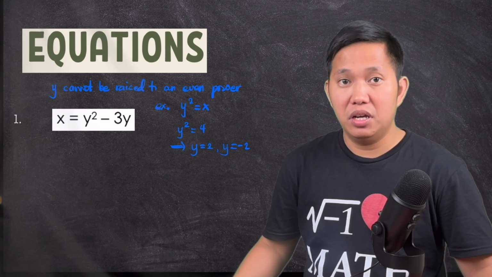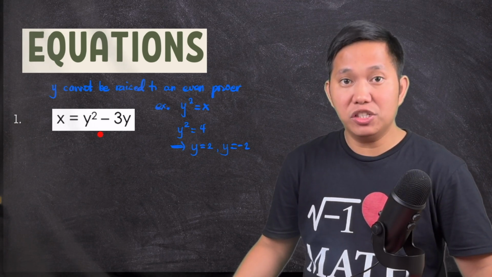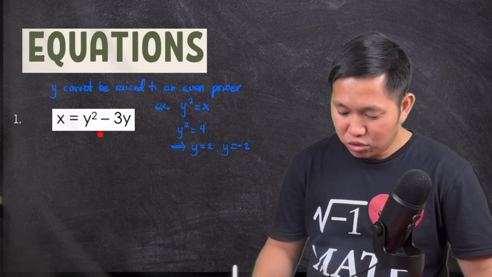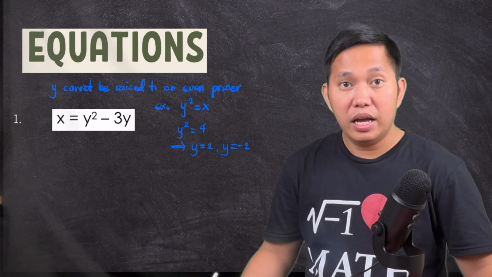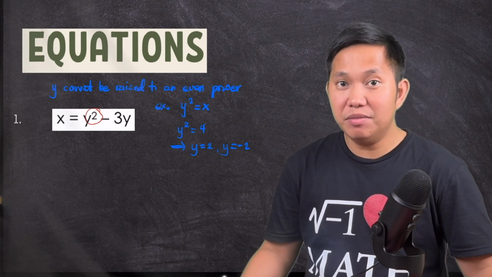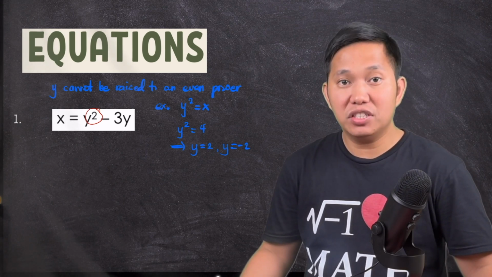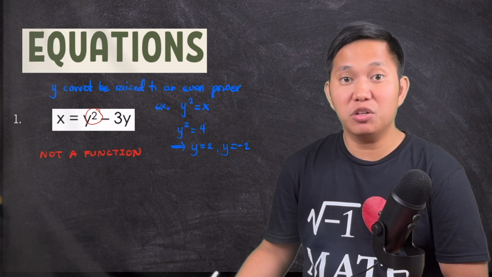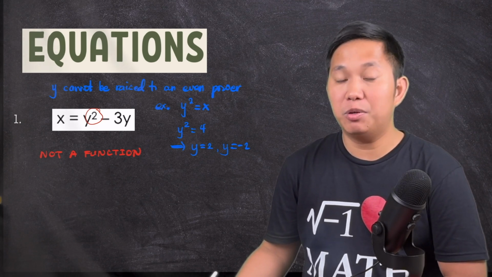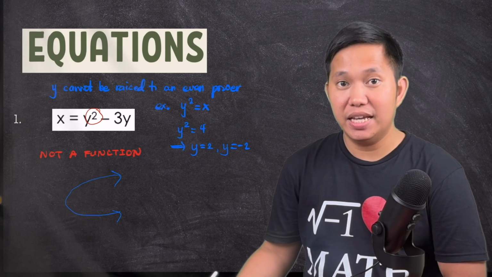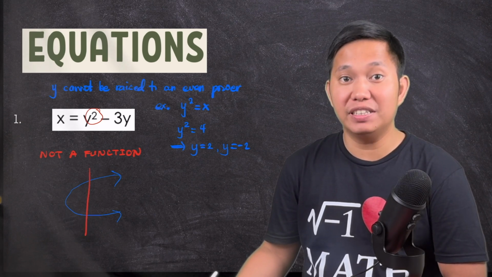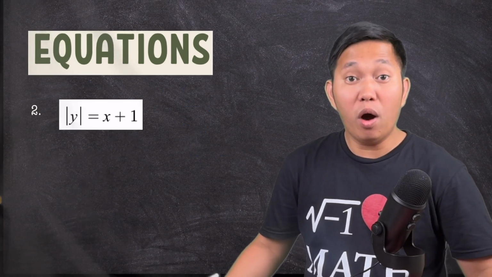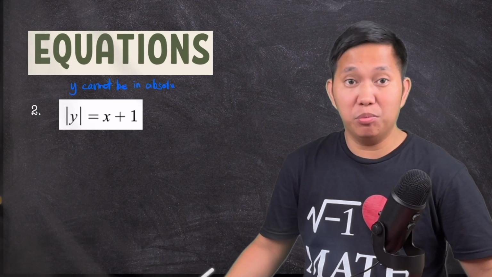a single input. So since the first equation, x equals y squared minus 3y, has a variable y that has an even power of 2, hence, this equation is not a function. Moreover, if we graph this equation, the graph would be a parabola opening to the right. Hence, it will fail the vertical line test. Second, y cannot also be in absolute value bars.